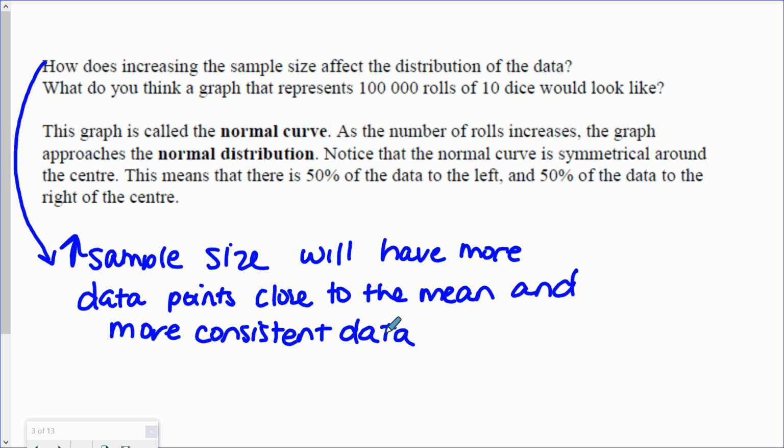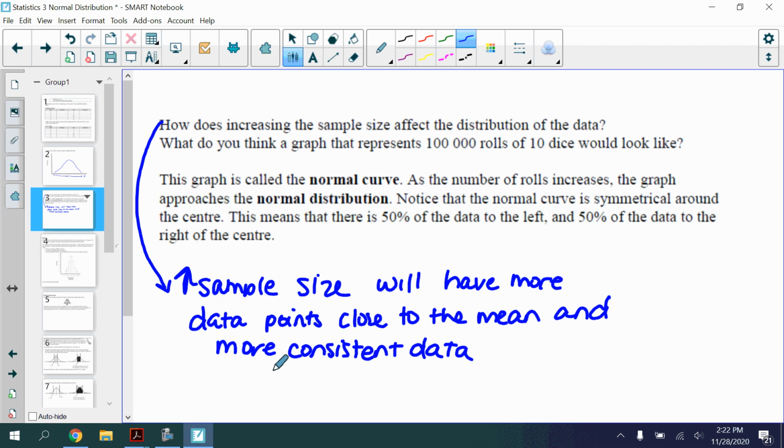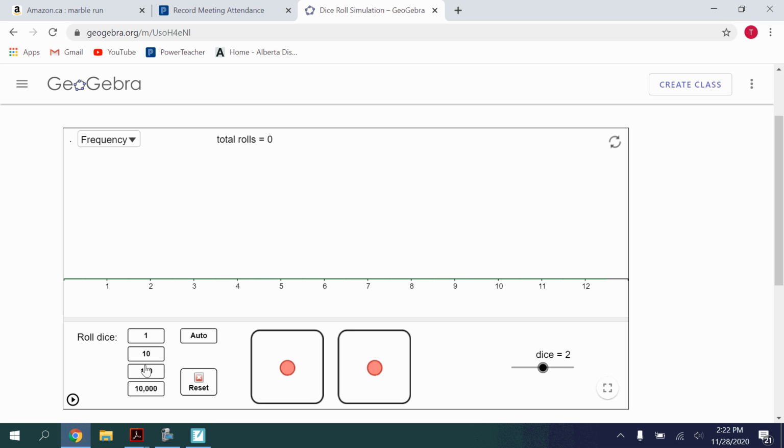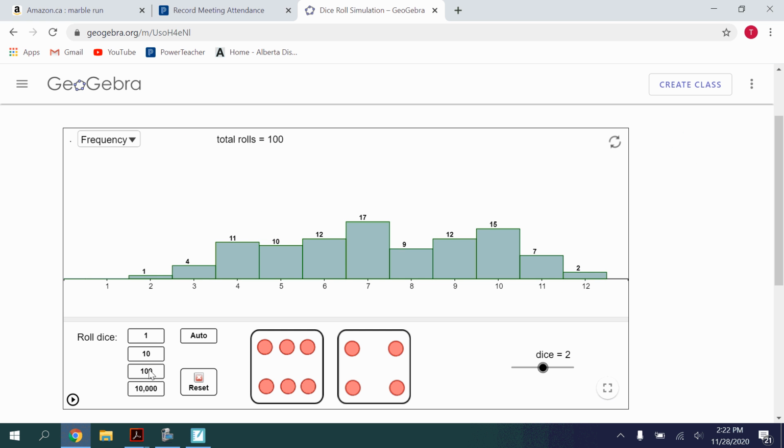What I mean by that is, if we did 100, you see the shape here. We have 2 peaks in this one. We have 17 at 7 and we have 15 at 10. So we have 2 peaks. It doesn't quite have that nice distribution because it goes down and then it goes back up.